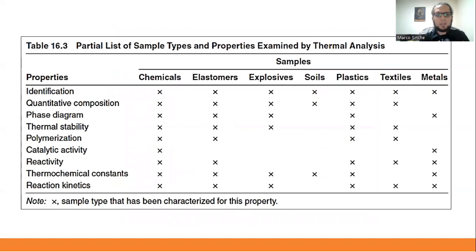And finally, in this table, it is possible to learn what type of samples are processed by each of these techniques and which properties could be studied. In this case, for example, if one is interested in the reactivity of a product, the samples will be chemicals, elastomers, plastics, textiles, and metals, for example.